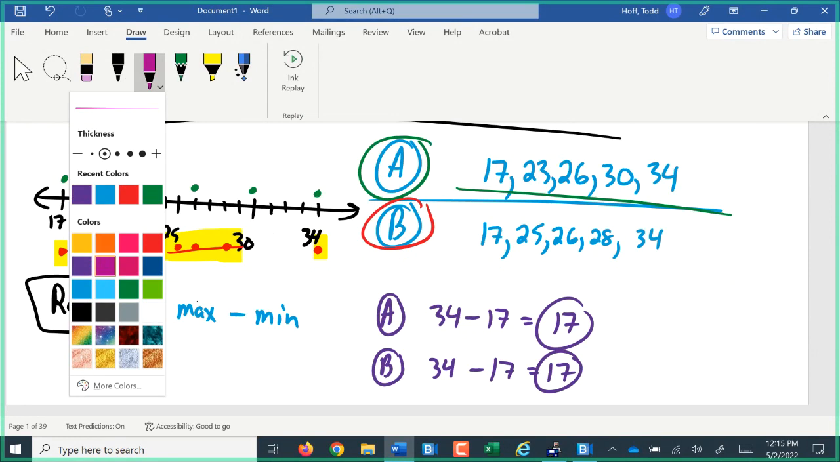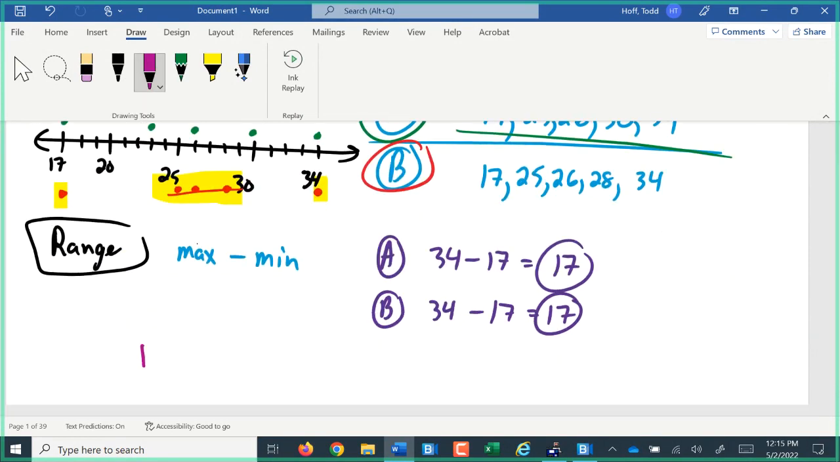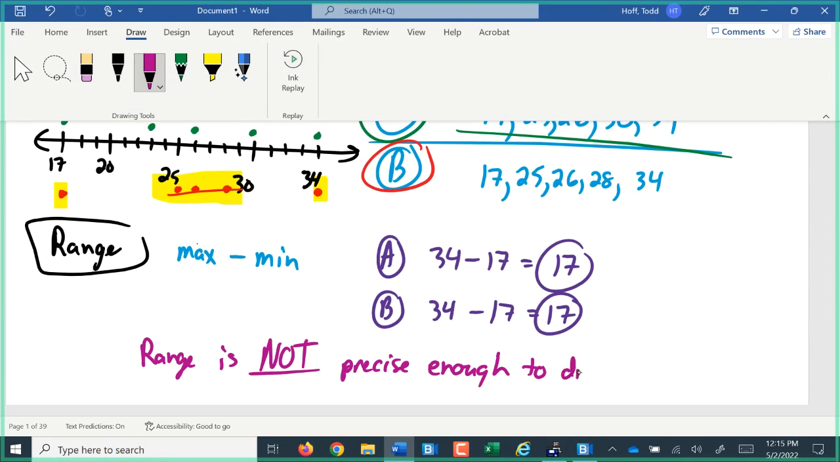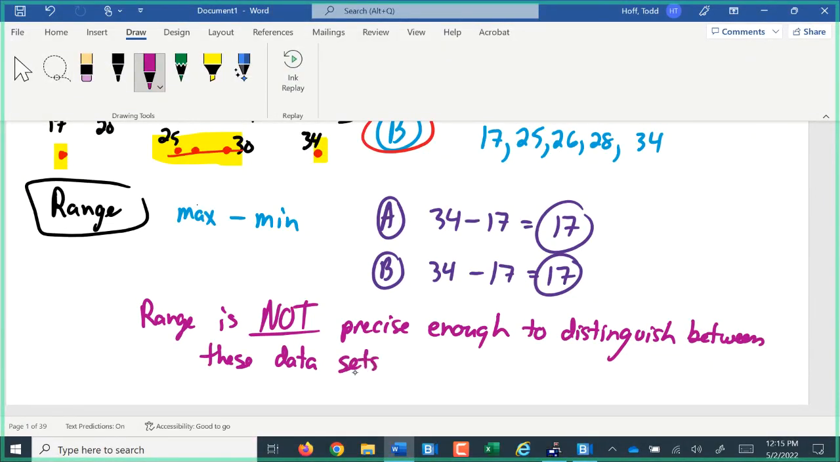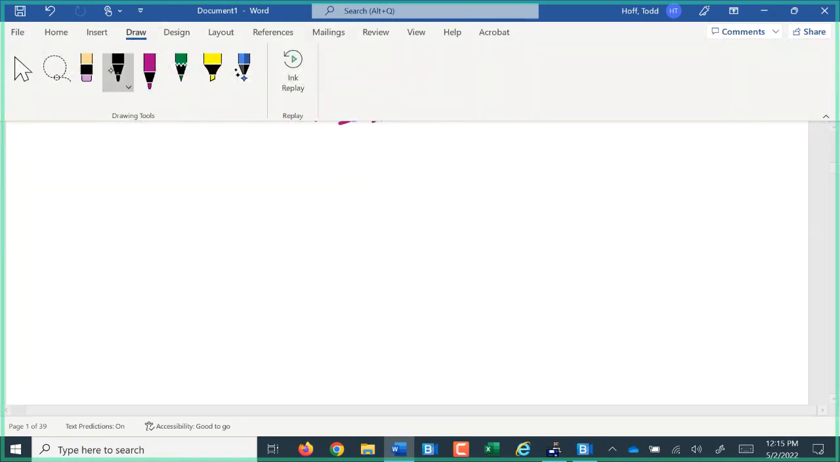The term we're looking for here is precision. The range is not precise enough to distinguish between these two sets of data. So what is precise enough? Well, we are going to look at measures of spread coming up.